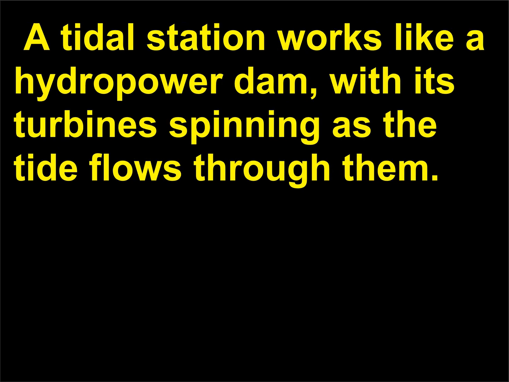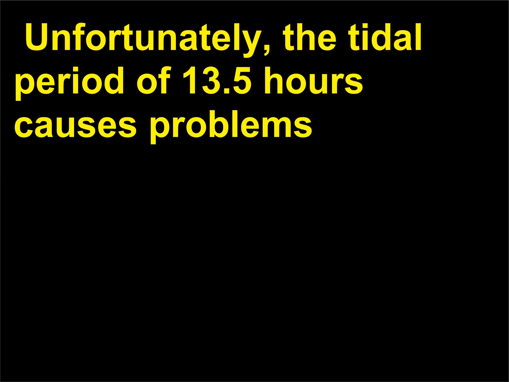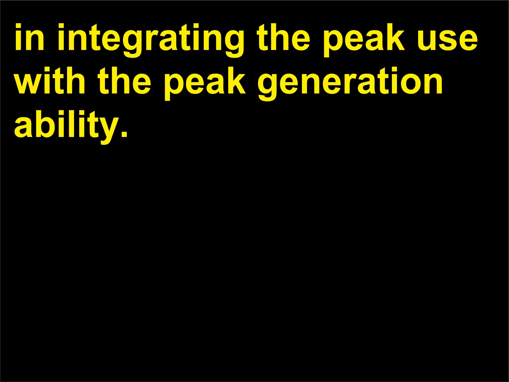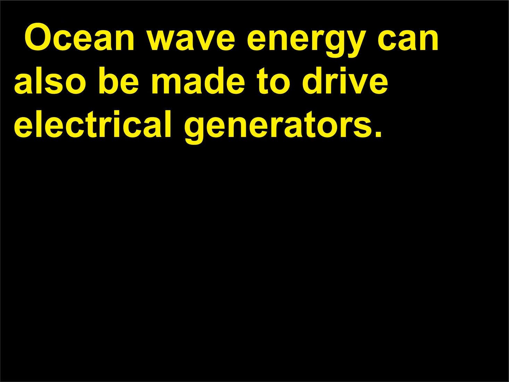A tidal station works like a hydropower dam, with its turbines spinning as the tide flows through them. Unfortunately, the tidal period of 13.5 hours causes problems in integrating the peak use with the peak generation ability. Ocean wave energy can also be made to drive electrical generators.